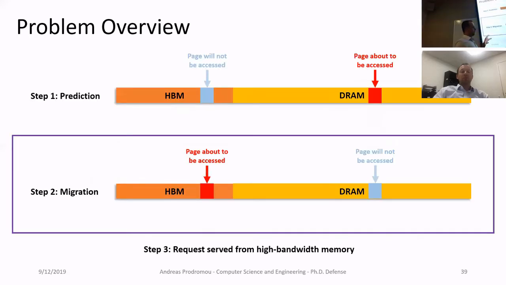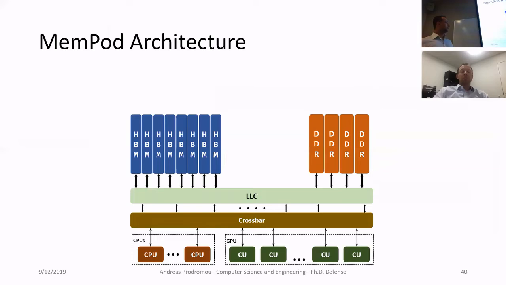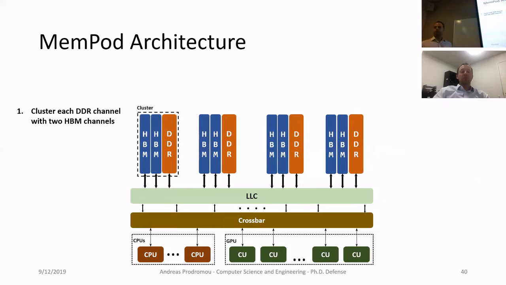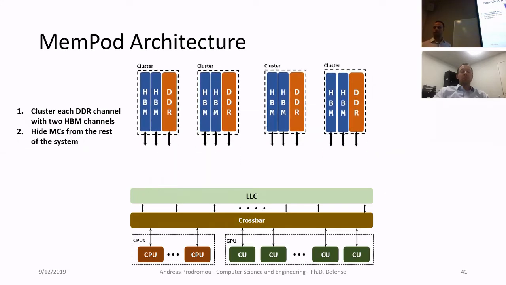Now, we paired this predictive approach with a microarchitectural proposal. I'll go over it quickly. If there are any questions, please stop me. We start with a system. We have 8 on-chip memory channels, and then we have 4 off-chip. What we do is we cluster the channels in a 2-to-1 ratio. We hide the memory channels from the rest of the system.